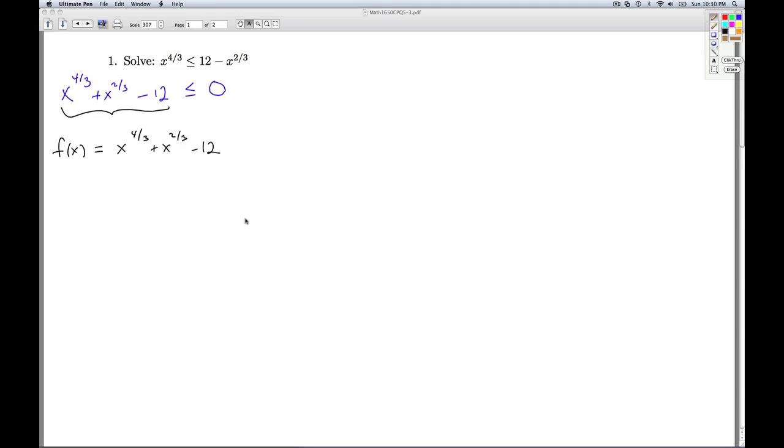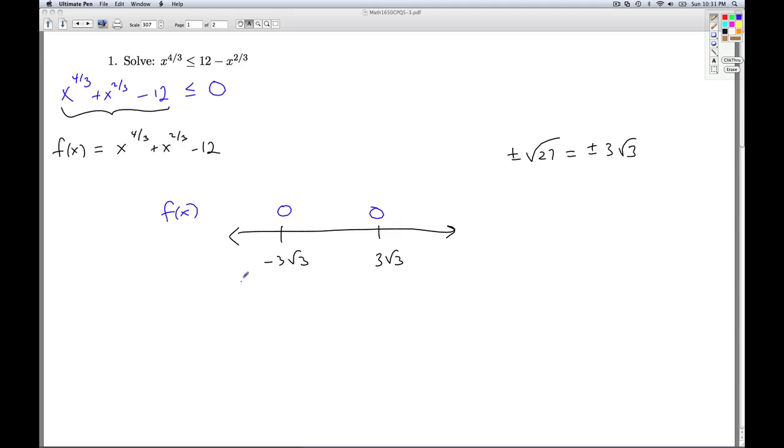Okay, so we're going to go make our sign diagram now for our function f of x. And the critical values we had were plus or minus radical 27, which is plus or minus 3 radical 3. We'll have negative 3 radical 3 and 3 radical 3. Those were the places where the function was equal to 0. So we'll put zeros up there. And now what we want to do is check around these points.